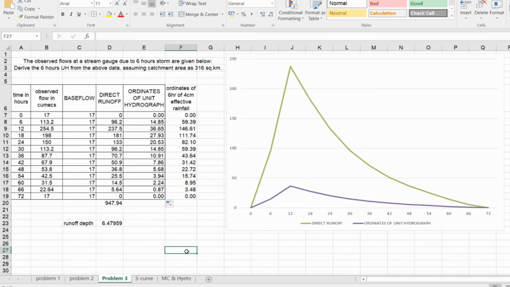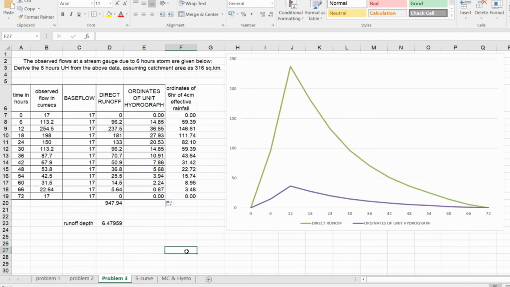Now if a 6 hour rainfall has happened, and because of that there is 4 centimeter of excess rainfall, I can calculate what the hydrograph will be here. See here, what we have done: from the direct runoff hydrograph we have generated the unit hydrograph. From the unit hydrograph we can generate the hydrograph for any given effective rainfall. Now today, if a rainfall has happened, I want to predict what the discharge in the stream is.